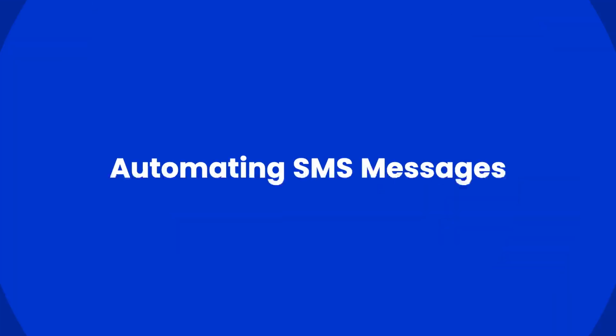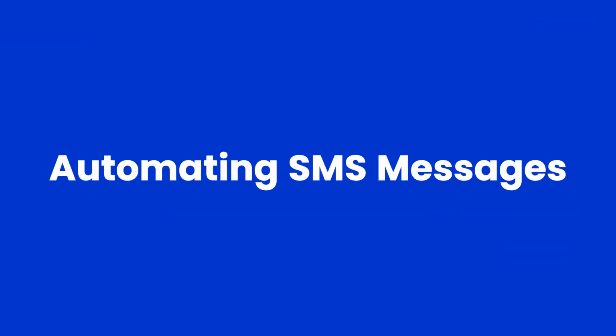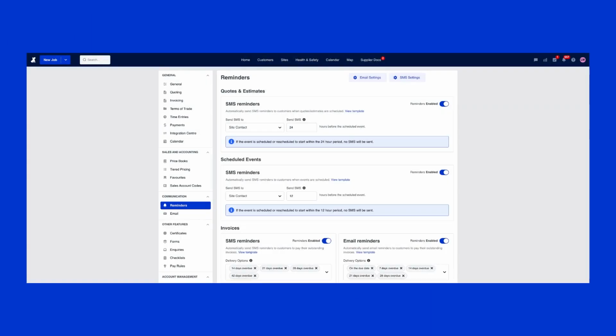Now, let's run through the different ways to use SMS. First, save time by automating SMS reminders for key events. Fergus allows you to automate reminders for quote and estimate visits, scheduled job events, and overdue invoices. Enable the options you'd like to activate automated messaging for and select the time frame for when they should send.